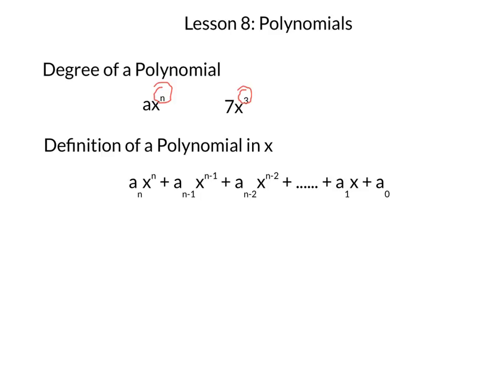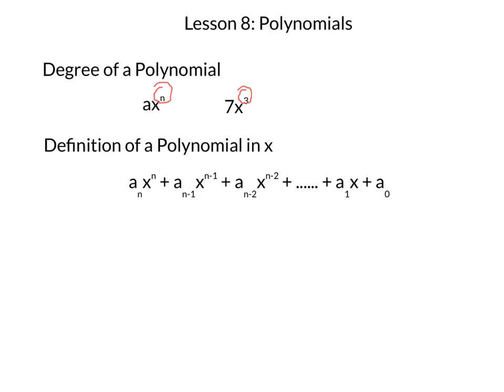Now in this case, the coefficients a are real numbers. So all the a sub n minus 1, a sub n minus 2, all the way down to a sub 0, those are all real numbers. And n is a non-negative integer. The degree of this polynomial is n, and a sub n is the leading coefficient, and a sub 0 is the constant term.